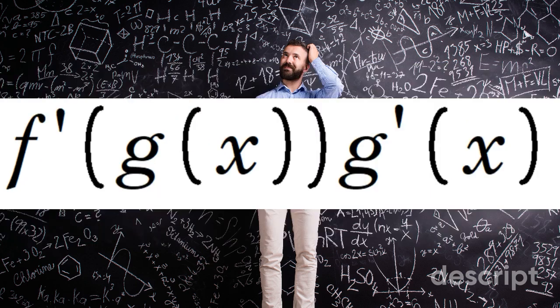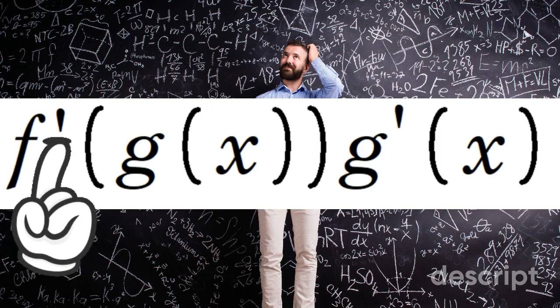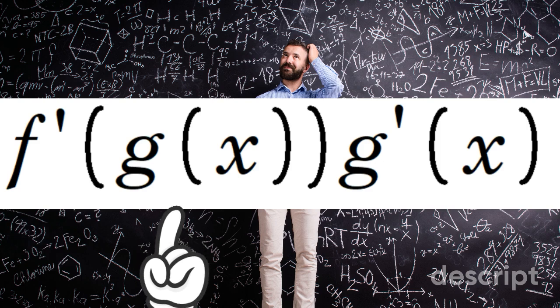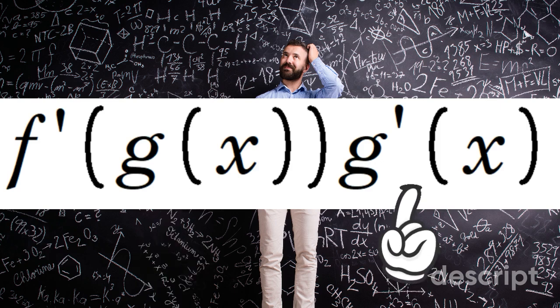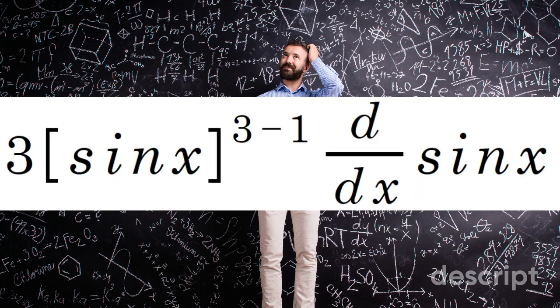Recall that the chain rule states that the derivative of a composition of two functions is the derivative of the outside, evaluated at the inside, multiplied by the derivative of the inside. In our case, then, we bring the 3 down, copy the inside of sine x unchanged, subtract 1 from the 3 in the exponent, and set up the multiplication by the derivative, with respect to x, of the inside sine x.